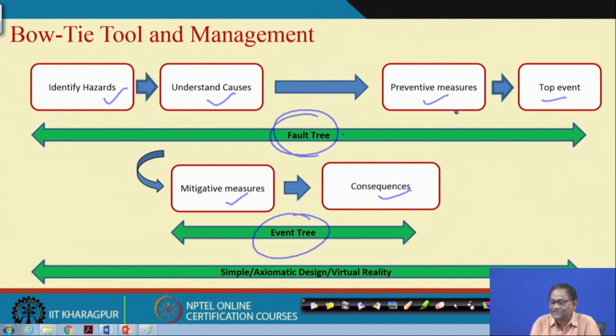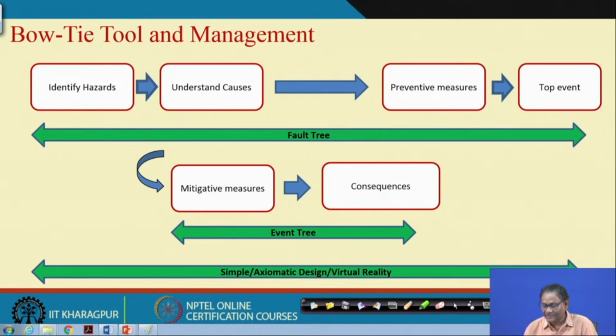Then what kind of preventive and mitigative measures will be required, and ultimately the risk control system, and how risk control systems will be made operational, monitored and controlled. All those things can be put together under the BOWTIE tool and management. That aspect will not be discussed in this particular lecture. Later on we may try, but I am not sure that we will go up to the BOWTIE tool management part. Definitely you will be able to do it, because you will have enough time after going through this course to practice this.